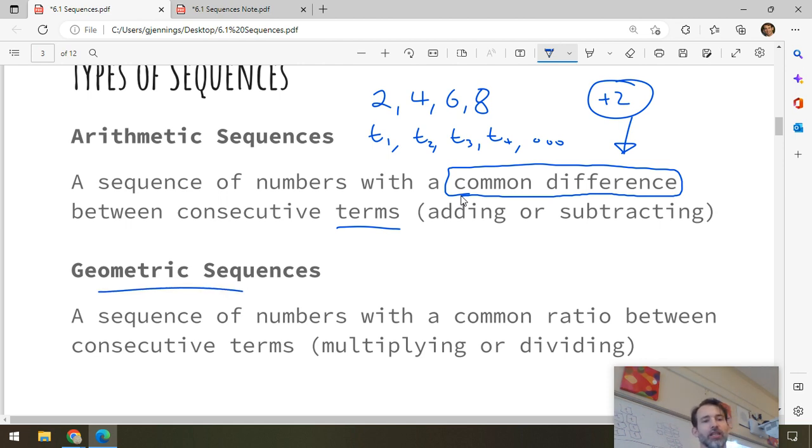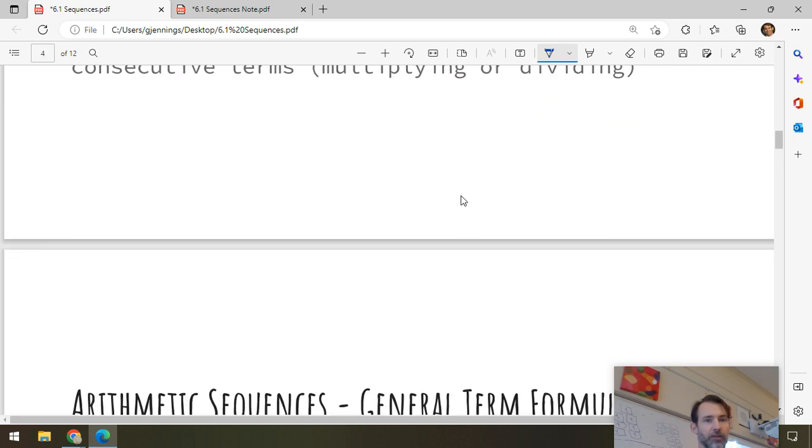Okay, geometric sequences, on the other hand, progress by multiplying by a common ratio between consecutive terms. And since multiplying is just the flip side of dividing, you could also think of this as dividing. If you had one that went 9, 3, 1, 1/3, well, there you're dividing by 3 each time or multiplying by a third. Same thing. So we're going to talk about common difference and common ratio for these. And you want to have an idea of what that is.